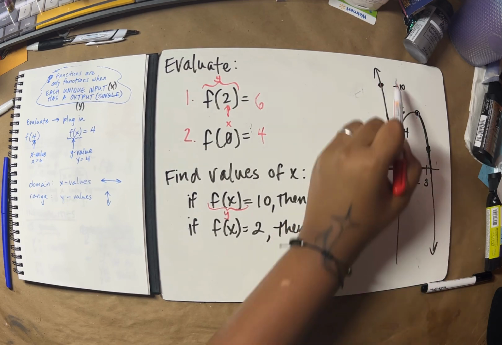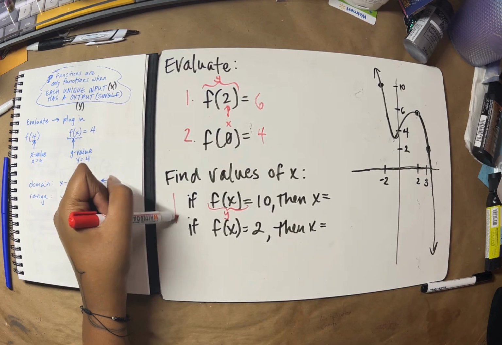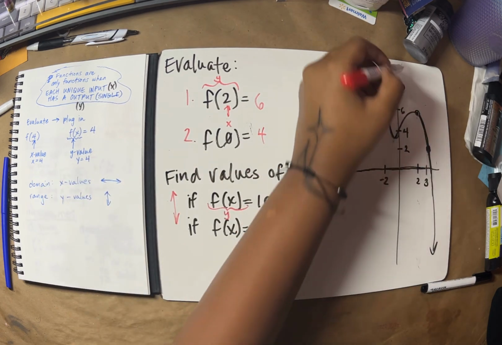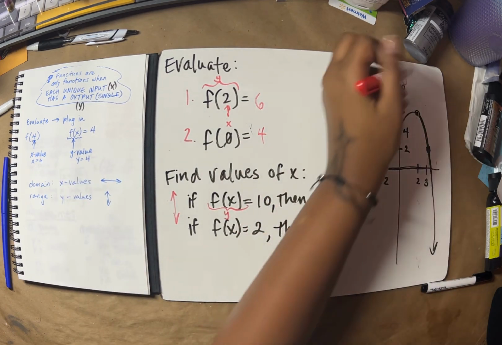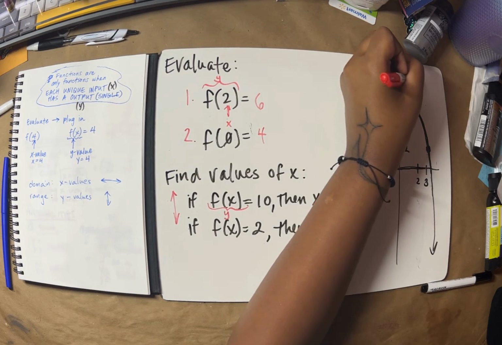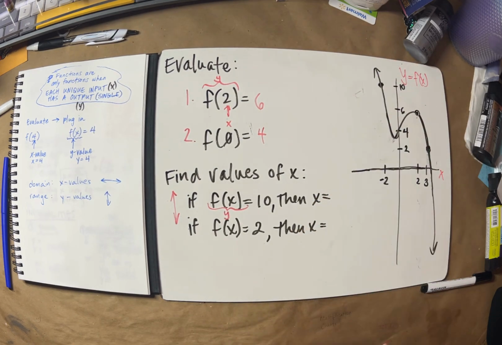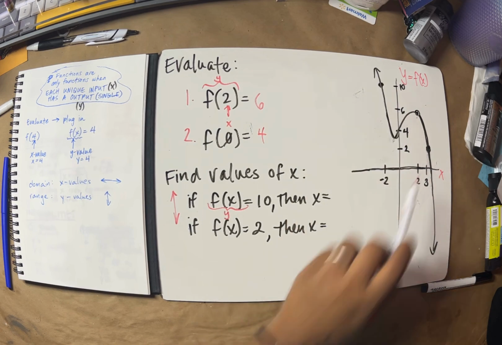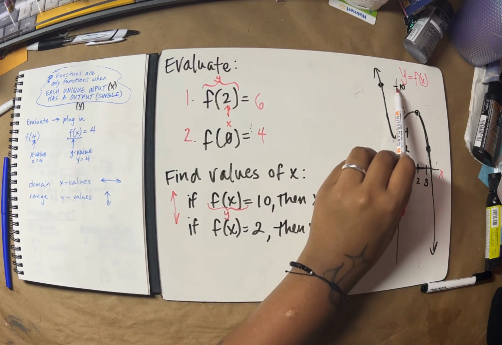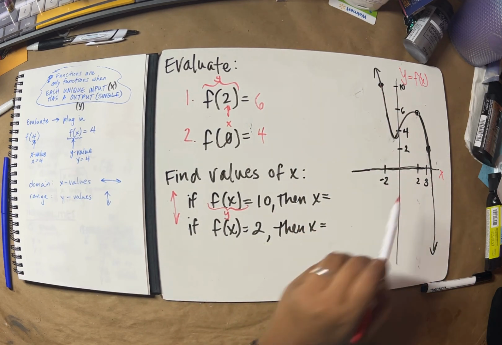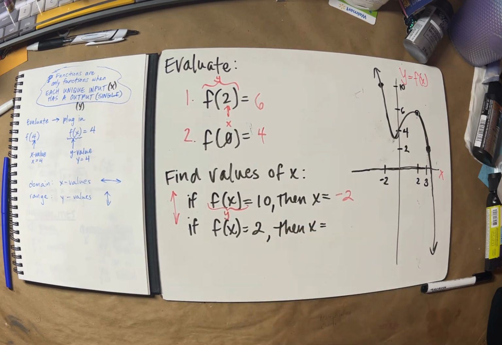And remember, I'm looking at my y value. So I'm looking at my up and down axis. I'm looking at my y axis here. This is my f of x. Well, this is just my x. So for my f of x, it's equal to 10. So I go to 10. I look at my point. It's at negative 2. We're done.